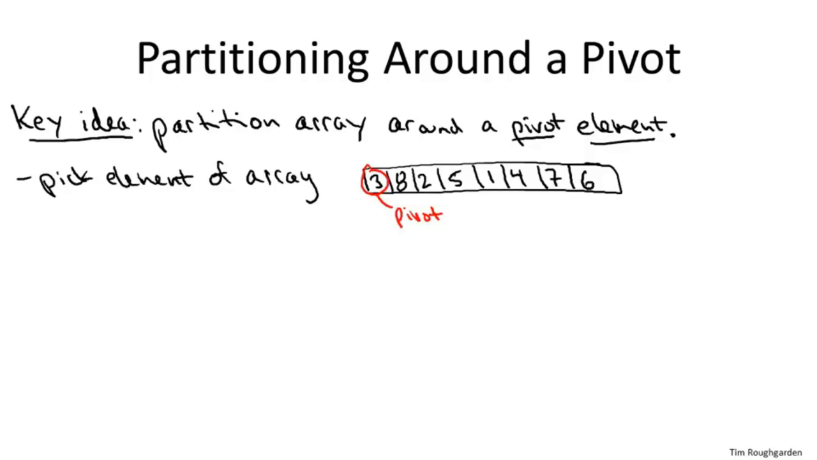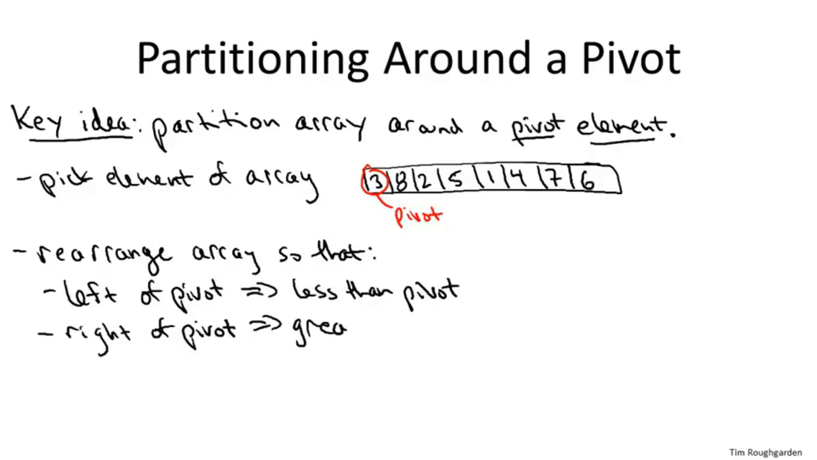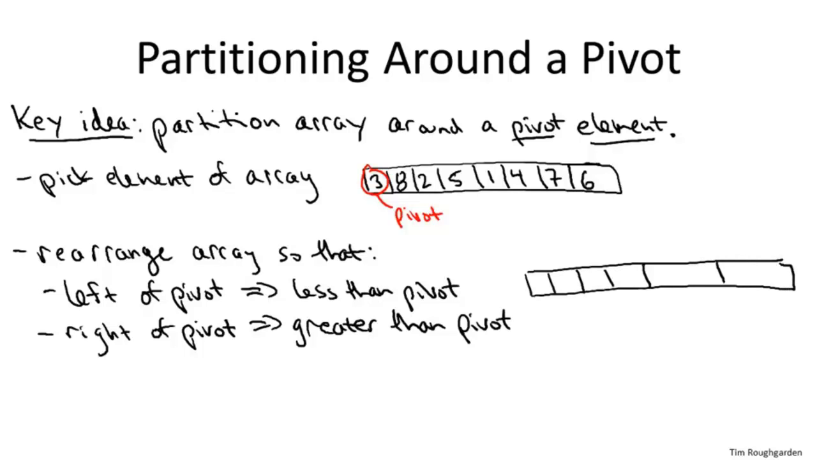After you've chosen a pivot element, you then rearrange the array. And you rearrange it so that all the elements which come to the left of the pivot element are less than the pivot, and all the elements which come after the pivot element are greater than the pivot. So for example, given this input array, one legitimate way to rearrange it so that this holds is the following. Perhaps in the first two entries we have the 2 and the 1, then comes the pivot element, and then comes the elements 4 through 8 in some perhaps jumbled order.